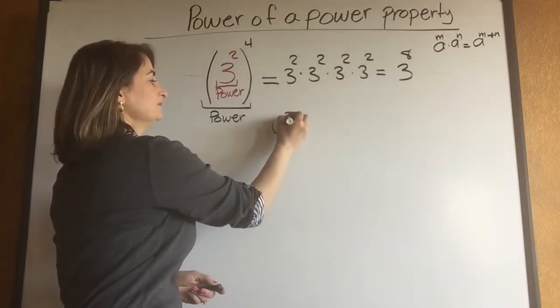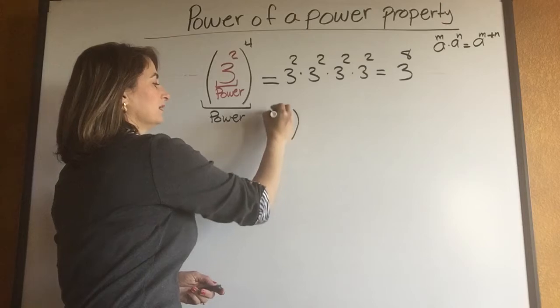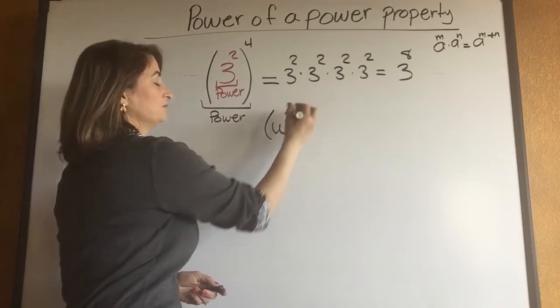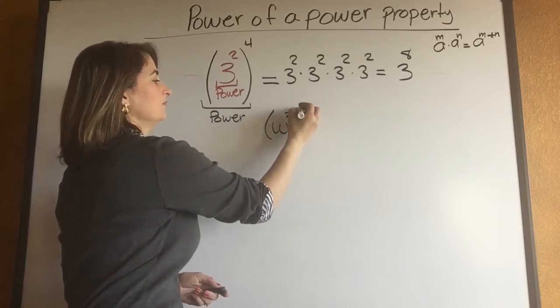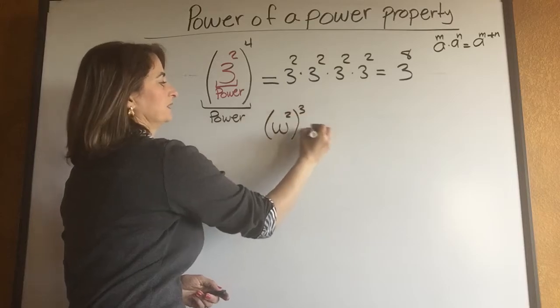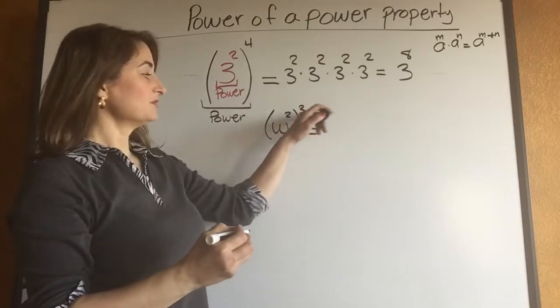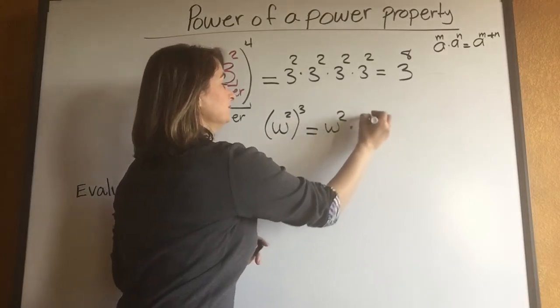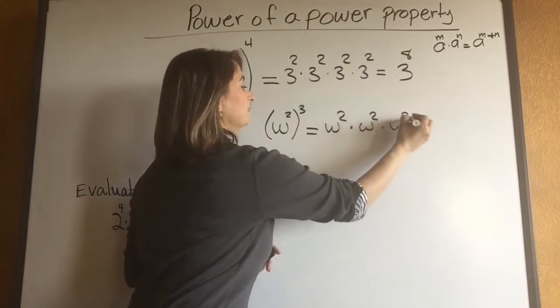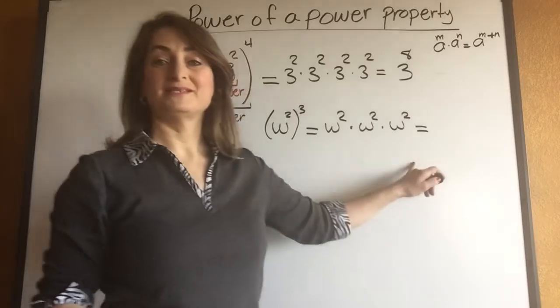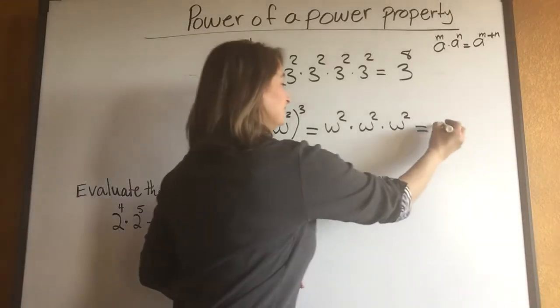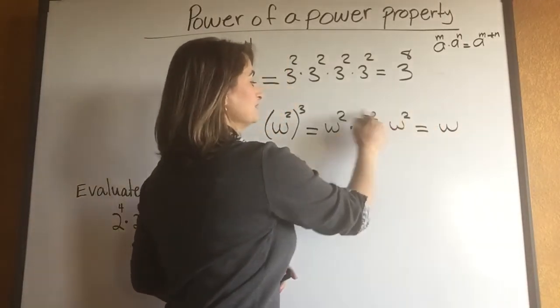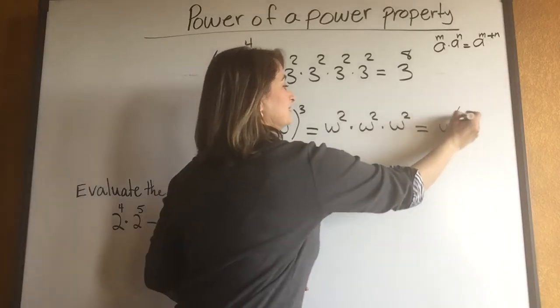w to the power 2 becomes the base, and I'm trying to find the power with an exponent of 3. So w to the power 2 is repeated 3 times. w to the power 2 times w to the power 2 times w to the power of 2. Keep the base the same, add the exponents. w to the power 2 plus 2 plus 2 is 6.